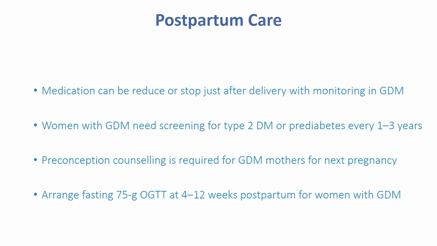And women with GDM need screening for type 2 diabetes, so we need to get them back to the clinic every 1 to 3 years and do the HbA1c and fasting blood sugar. And it is recommended to do a 75 gram OGTT at 4 to 12 weeks postpartum if the patient has had GDM. And preconception counseling is required for mothers with a history of GDM for the next pregnancy, because sometimes they don't know that they have type 2 diabetes when they come to the next pregnancy, but they have a history of GDM in the past.